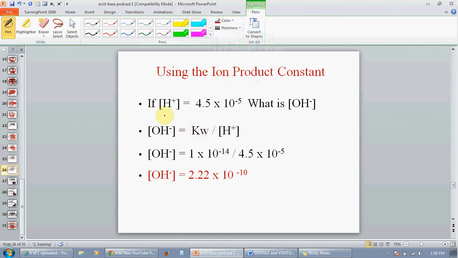If you know that the hydronium ion concentration is 4.5 × 10^-5, you can use the fact that the product of the two ions would be 1 × 10^-14, and you can algebraically solve for the hydroxide ion concentration. You can always find the H+ or OH- by using the Kw expression. There are other ways, and often people forget that this is a pretty simple and basic way of finding the remaining ion concentration.